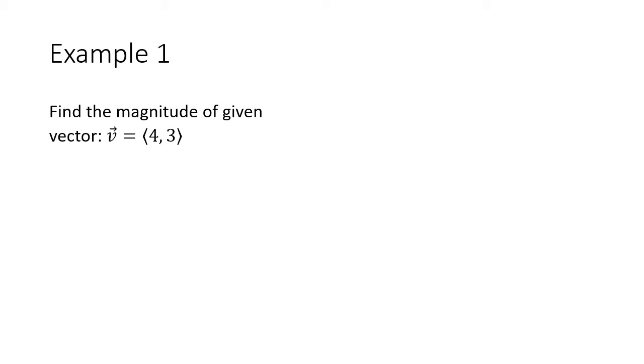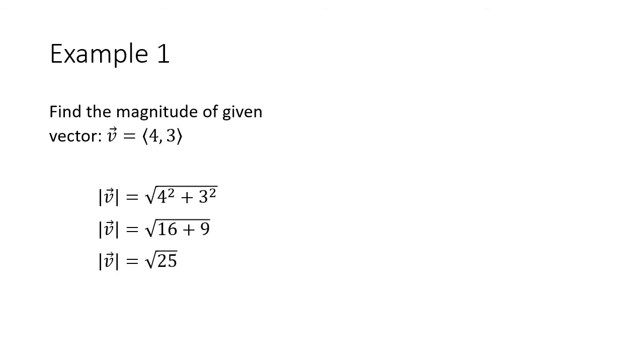So for our first example, let's find the magnitude of that vector we were talking about before, the vector given by the components 4, 3. Well, we're just going to apply the formula. The magnitude of v is going to be the square root of 4 squared plus 3 squared. So that's 16 plus 9, which is 25. The square root of 25 is 5. And so the magnitude of my vector is 5.